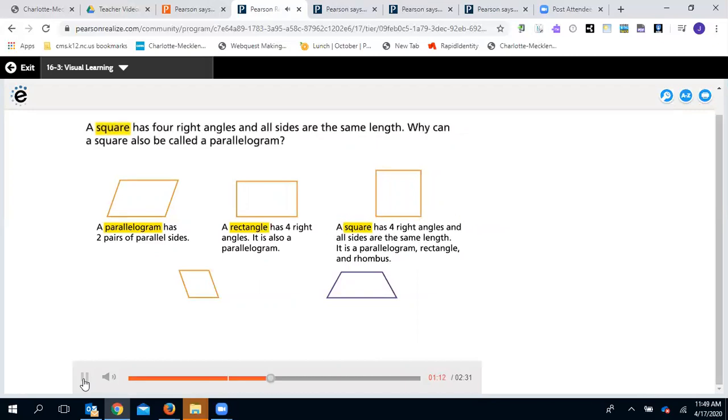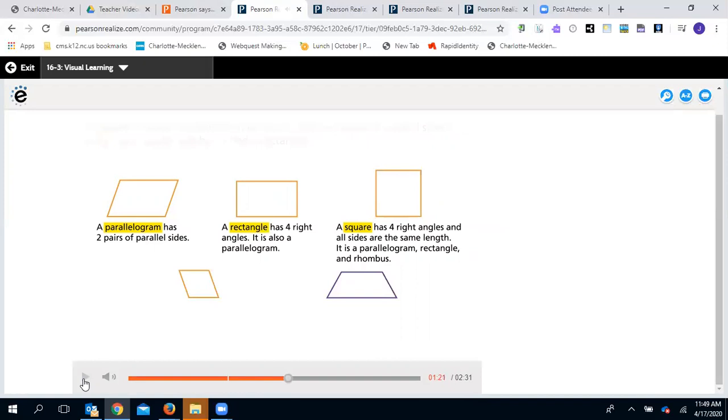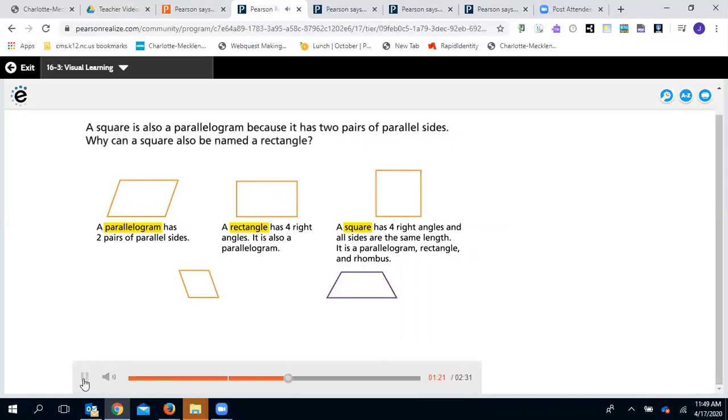A square has four right angles and all sides are the same length. Why can a square also be called a parallelogram? A square is also a parallelogram because it has two pairs of parallel sides. Why can a square also be named a rectangle? A square is also a rectangle because it has four right angles.